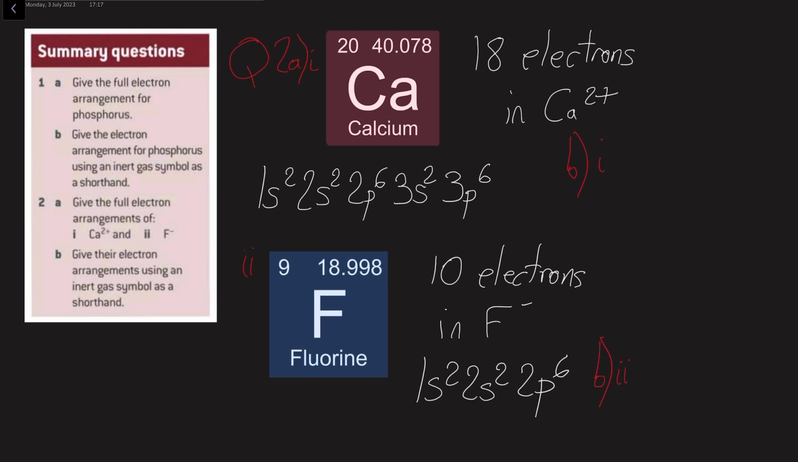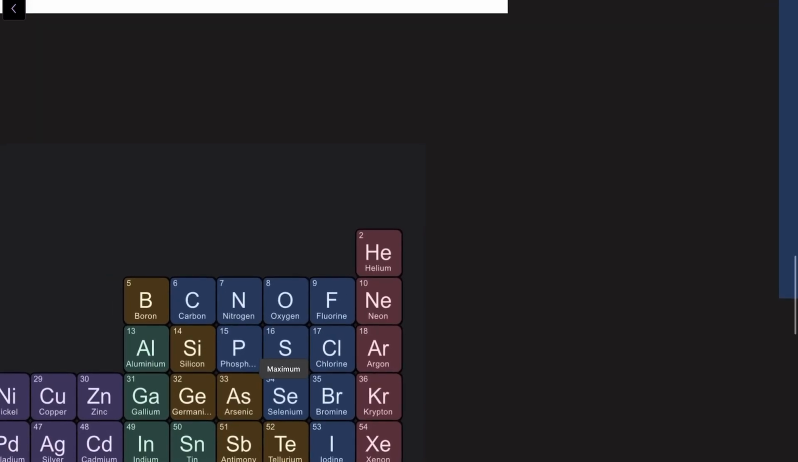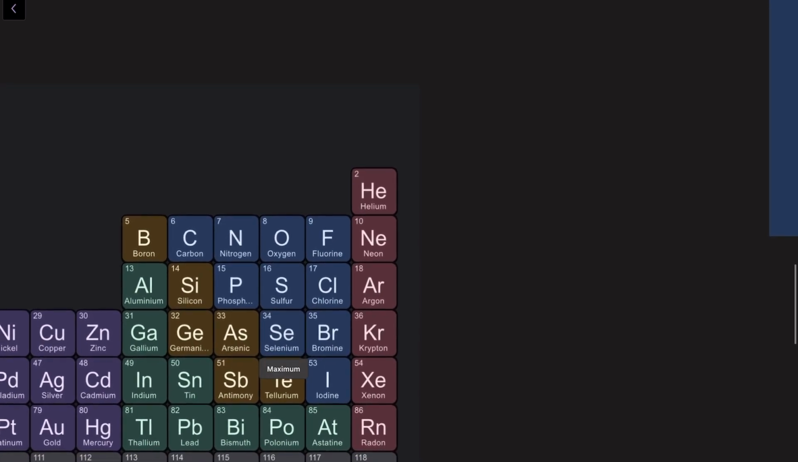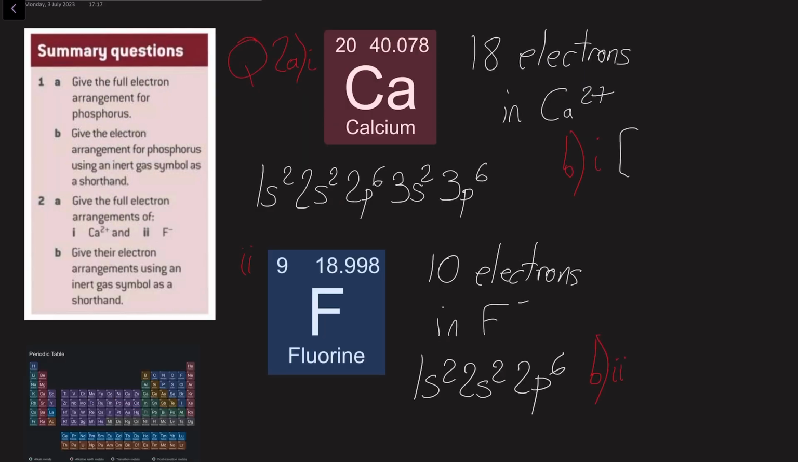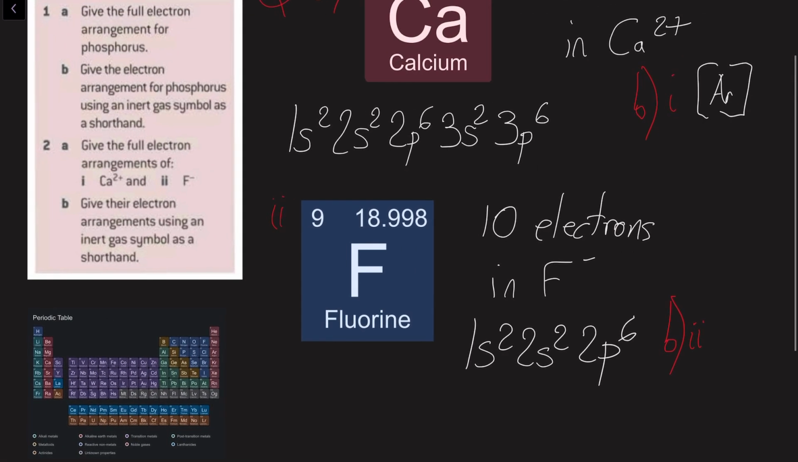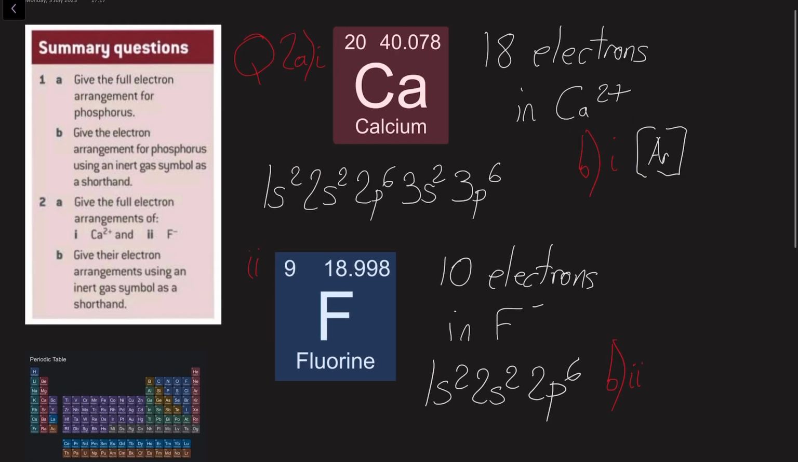Now for part BI, the question says give the electron arrangement using an inert gas symbol as a shorthand. Well, looking at the periodic table from earlier, the argon atom would be suitable because it has 18 electrons, and the calcium ion also has 18 electrons. So to rewrite the calcium ion electron arrangement, we can just use the argon symbol like that. For the fluoride ion, there's 10 electrons. The neon atom has 10 electrons, so the neon atom shorthand would do just fine. So we will just write neon here. And those are the final answers for question 2.